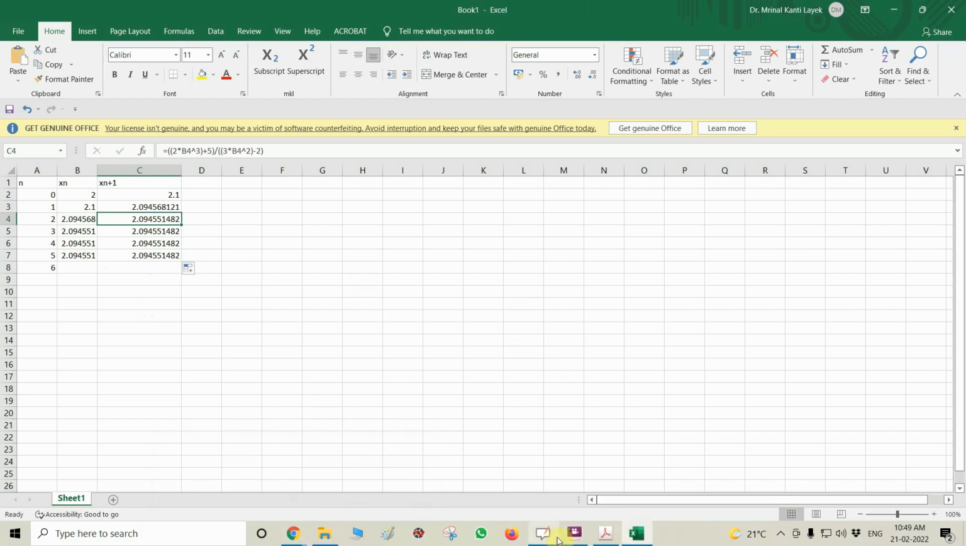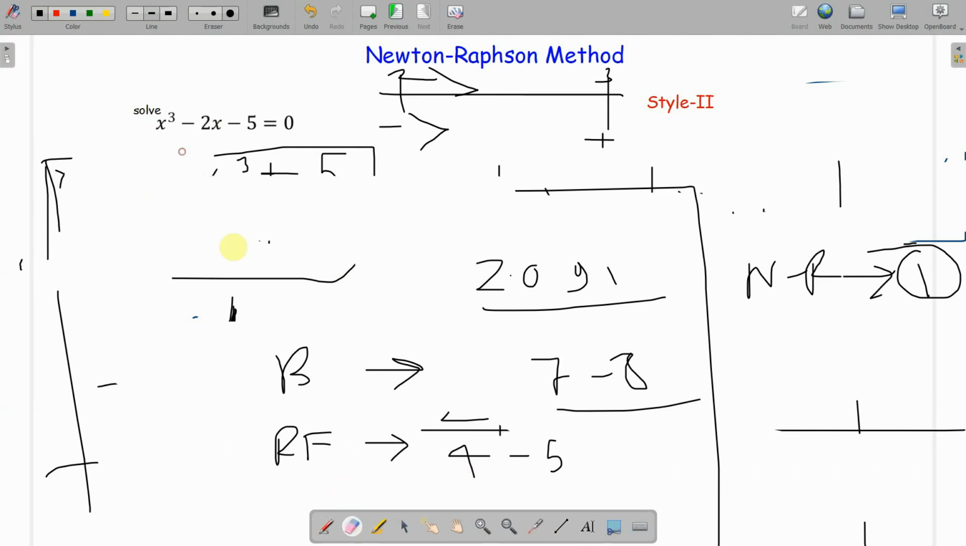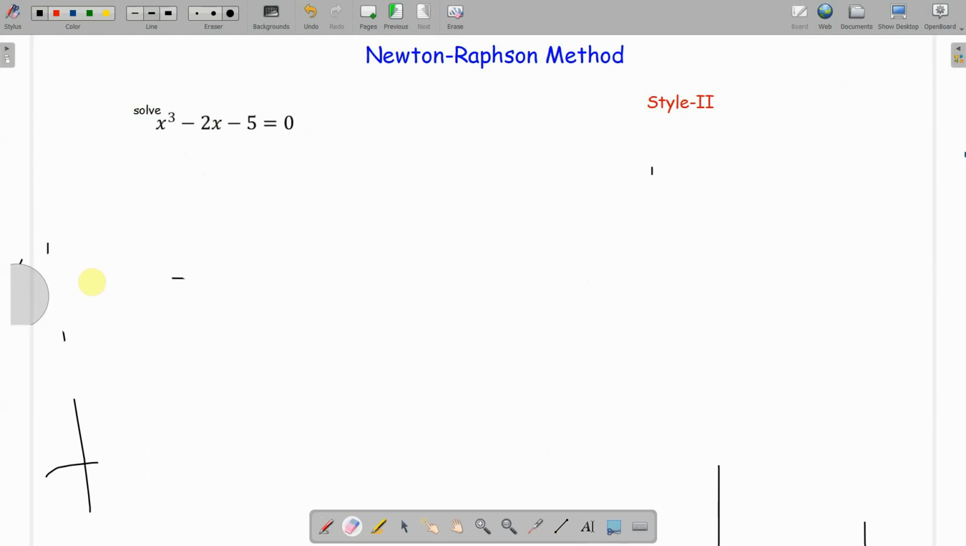So that problem is x cube minus 3x minus 5 equals 0. Solve this problem, then we will be done with this method.